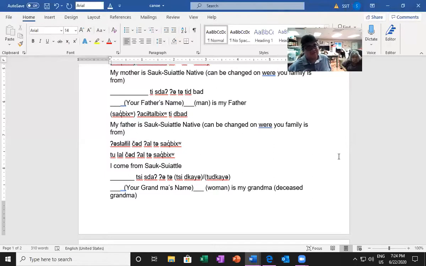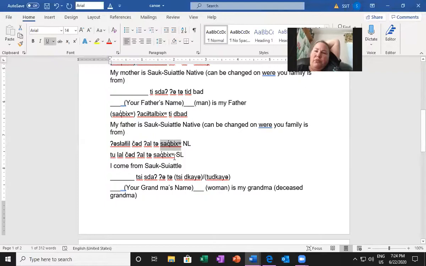So, there's a northern and southern prefixes here. This one is northern. This one would be southern. You'd hear it from Tulal Chud Utta Sakbuh. I come from Sauk Swaddle. The Sauk Swaddle is Sauk Buh. So again, Sauk Buh. Yeah.